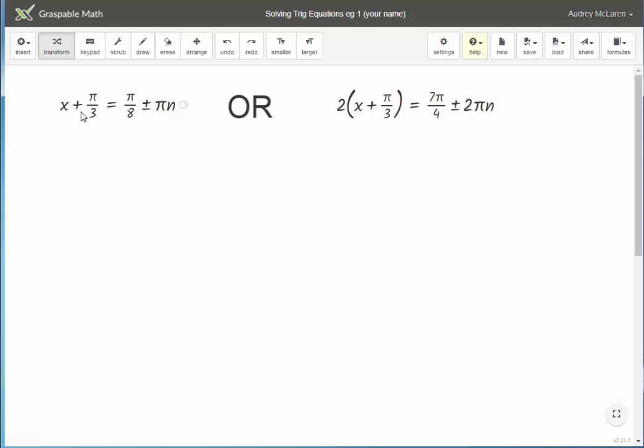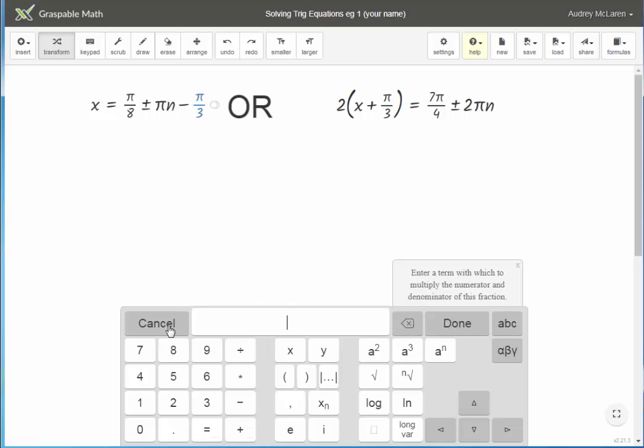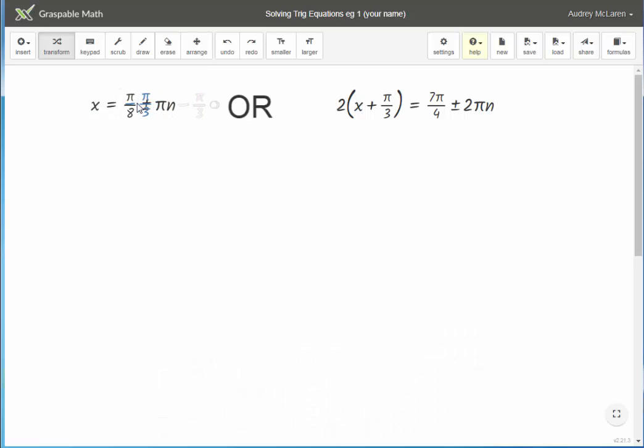I'm going to now get rid of the pi over 3 by subtracting it from both sides. And again, I could hold down the equals and do E minus pi over 3, or just grab the fraction and drag it over. Now it's vertical lines popping up. I can get it to cancel the plus pi over 3 minus pi over 3 by just dragging those together. And the minus pi over 3 on this side, I can't combine it with pi n because they're not like terms. But I can combine it with the pi over 8, but they don't have common denominators yet.